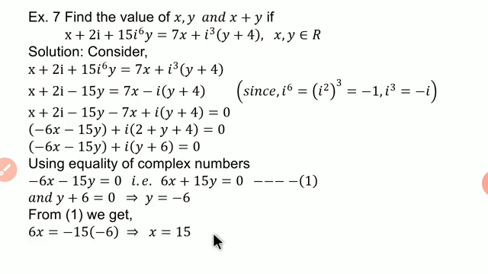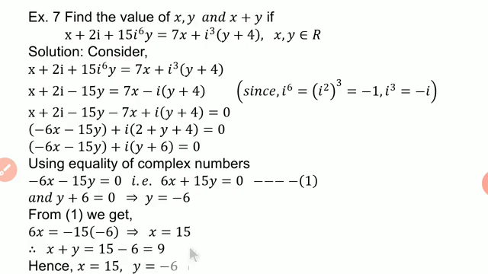So we get x is equal to 15, y is equal to minus 6. So x plus y is equal to 15 minus 6, which is 9. And hence we get x is equal to 15, y is equal to minus 6 and x plus y is equal to 9. This is the solution for example number 7.